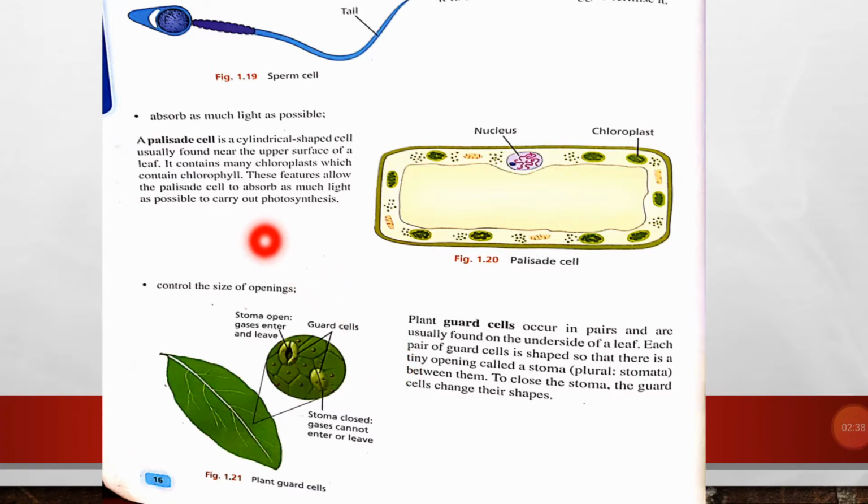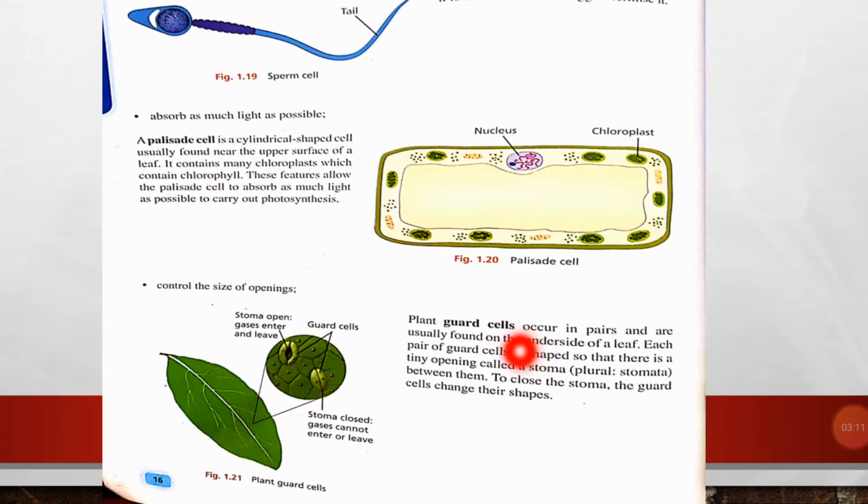Palisade cells contain the chloroplast, and inside the chloroplast, what is present? The chlorophyll is present. Basically, the palisade cell is the main cell in which the chloroplast and chlorophyll are present in maximum number. And what will be the function of that? The function of the chlorophyll here is to trap the maximum light for the process of photosynthesis.